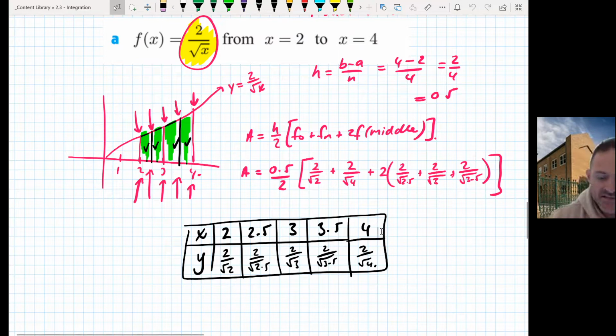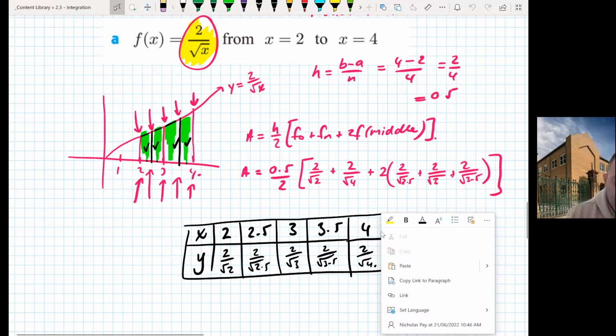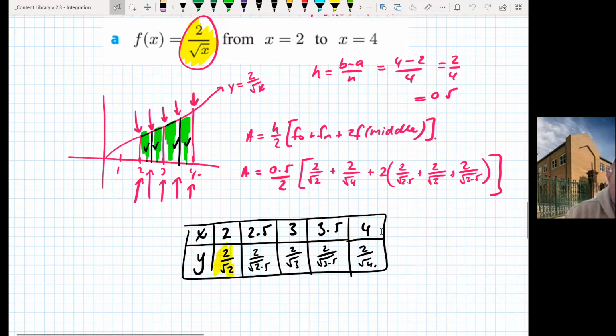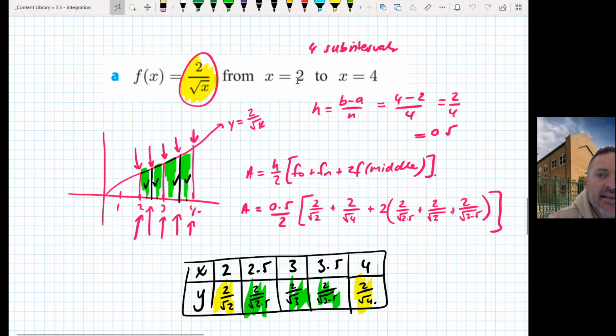And so that last question literally was saying the first plus the last plus 2 times all the middles. This is exactly the same question. It's just they gave us the actual rule to find those. And because they said there were 4 subintervals, we had to work out what that height value was going to be. It's basically kind of like the average, I guess. 4 minus 2 divided by the number of subintervals.